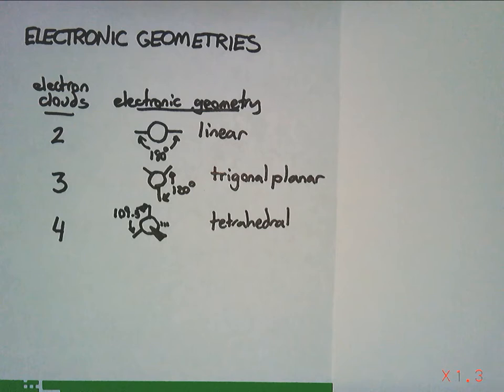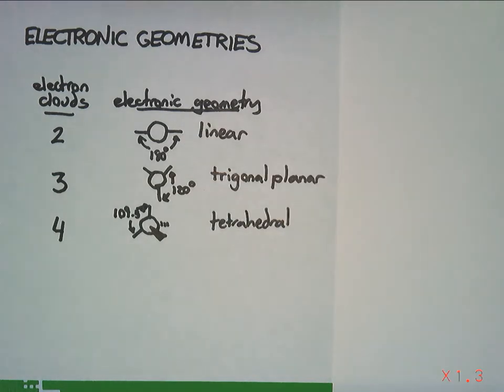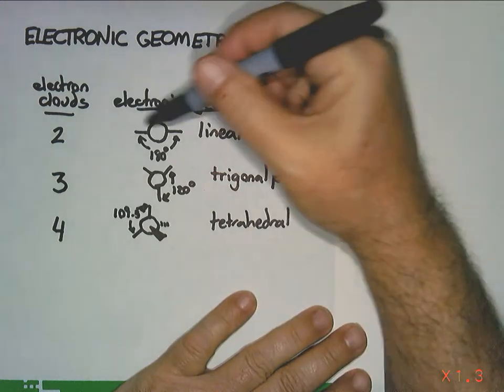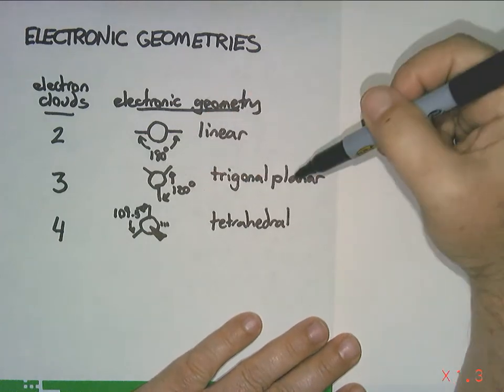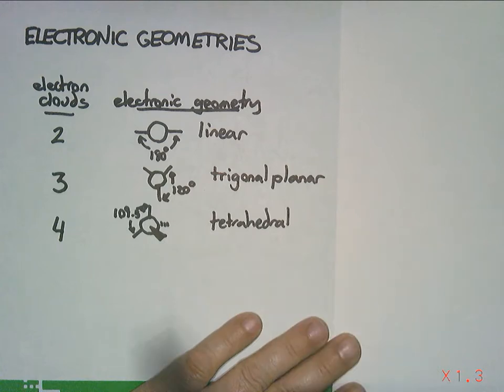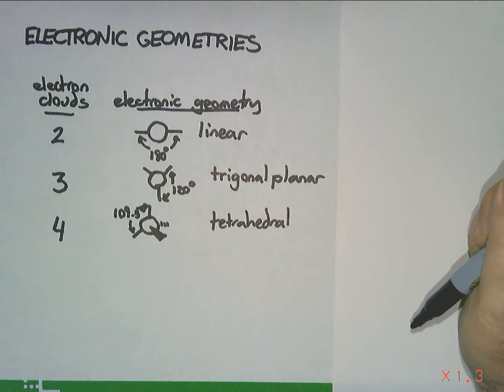In the last video, we saw that you could set up 3 basic electron geometries around the central atom by counting how many clouds there were around the central atom. If you had 2 clouds, you get a linear geometry. 3 clouds, you get a trigonal planar geometry. 4 clouds, you get a tetrahedral geometry. And these are the basic shapes for nearly all organic molecules.